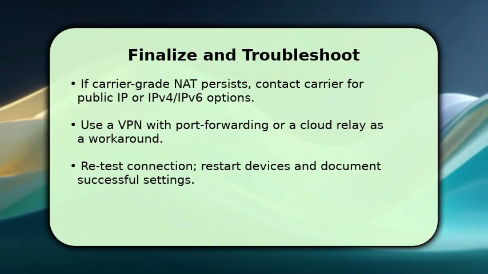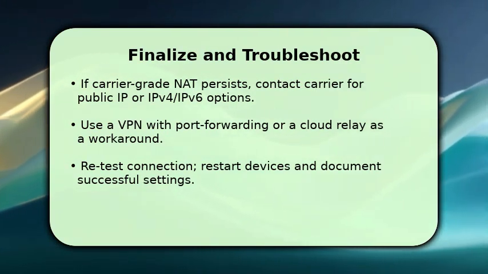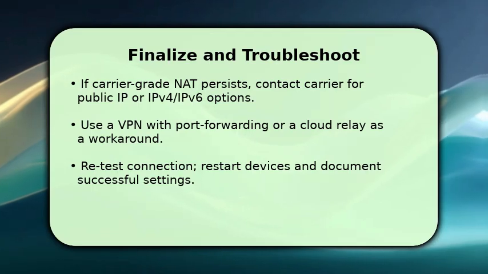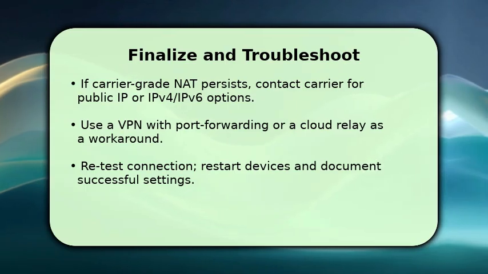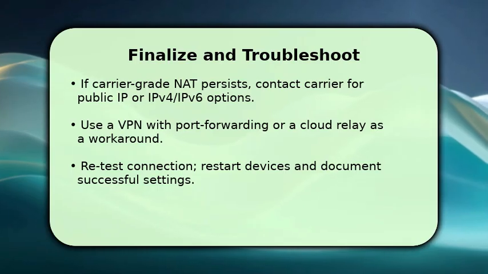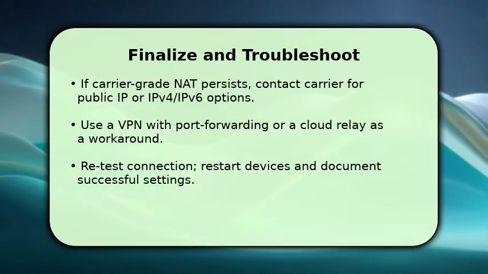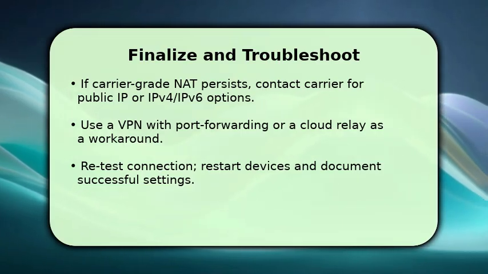Finish by validating changes and applying a fallback if needed. If you still see carrier-grade NAT, call your carrier and request a public IPv4, a static IP, or native IPv6. Explain the service need. Alternatively, install a VPN or tunneling service that supports port forwarding, or use a cloud relay service for persistent inbound connections.